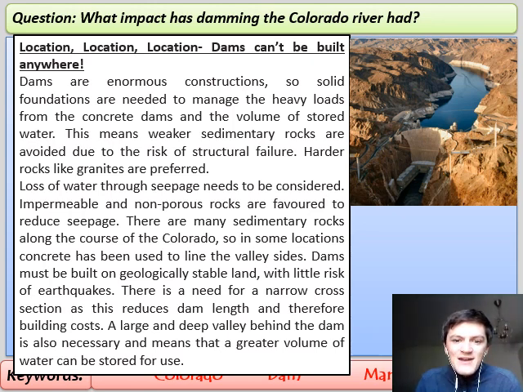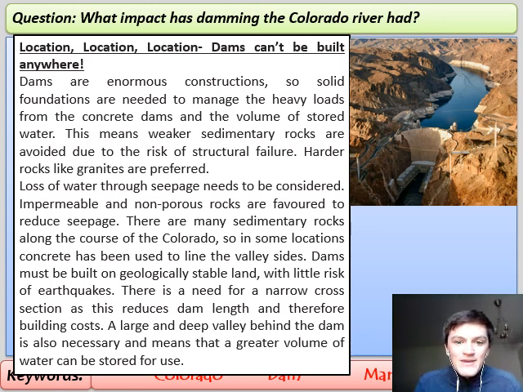This means weaker sedimentary rocks are avoided due to the risk of structural failure. Harder rocks, like granites, are preferred. You need hard rock so it doesn't break. If you use weak sedimentary rocks, it could crumble, and the last thing you want is that dam crumbling or anything around that dam crumbling, because it will cause all sorts of chaos.